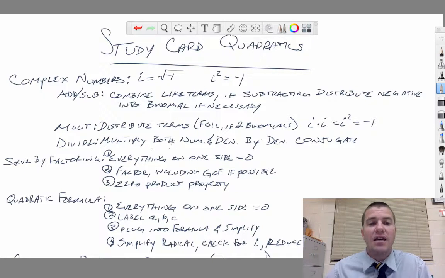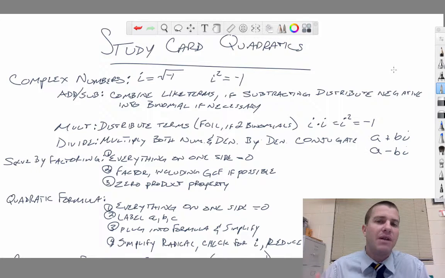To divide, you're multiplying both the numerator and the denominator by the denominator's conjugate, which if you have a plus bi, the conjugate is a minus bi. You don't change the sign of the front one, only the sign between the two terms. And what should happen, they don't cancel each other out completely. You still have a denominator there. But what should happen is that the i's will cancel out.